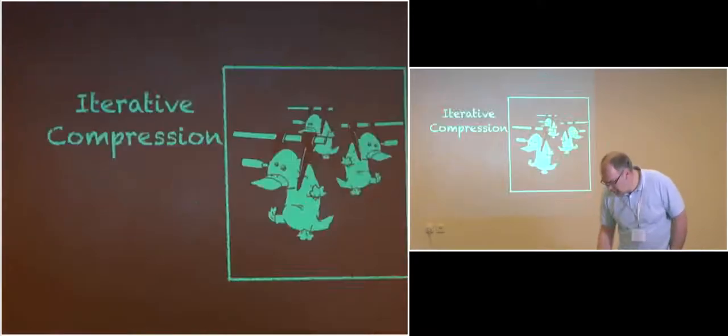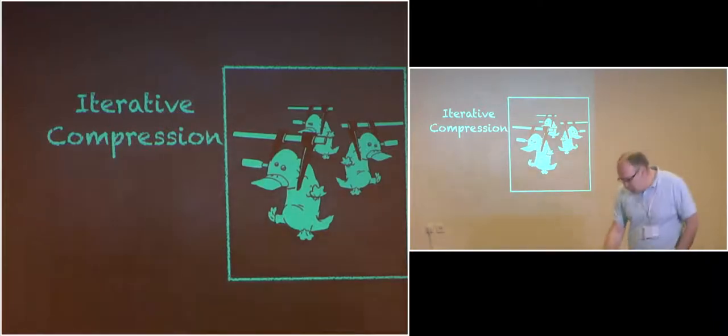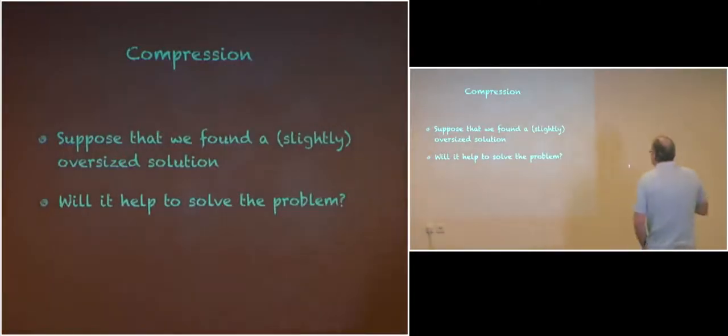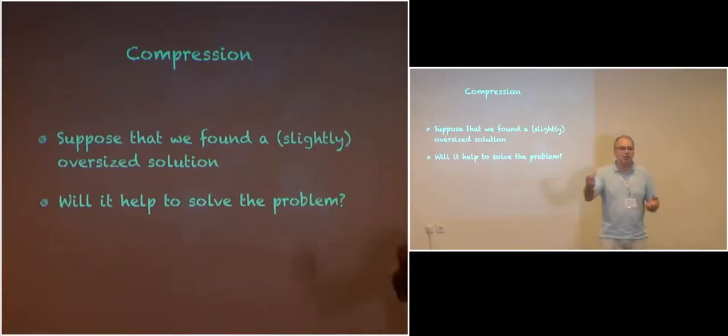Okay, then I go to another, also very basic and very nice technique, which is called iterative compression. Iterative compression is a combination of two simple ideas. One simple idea is the following. Suppose I give you a solution which is not optimal, but close, say some approximation of my solution. Will it make my life easier to find the optimal solution if I already have a slightly oversized solution?